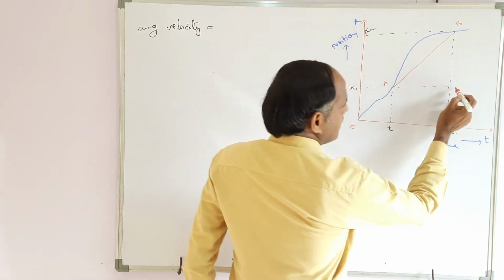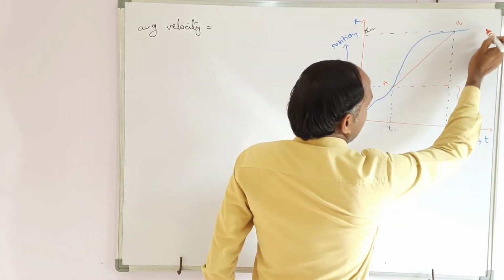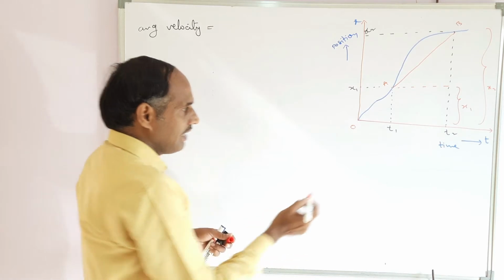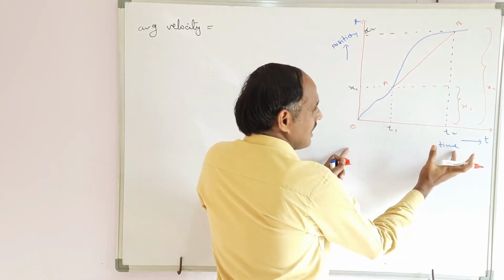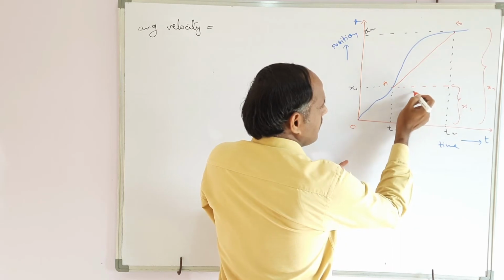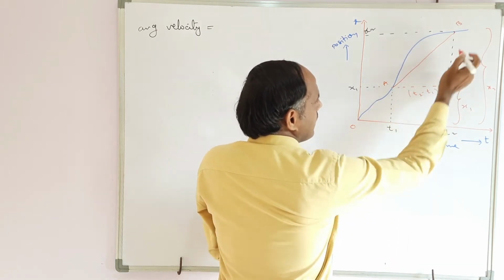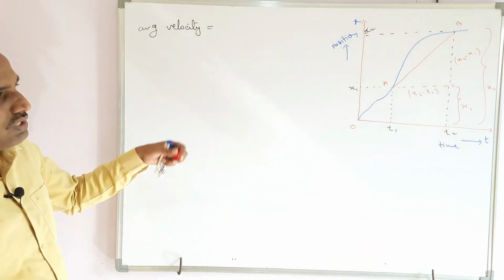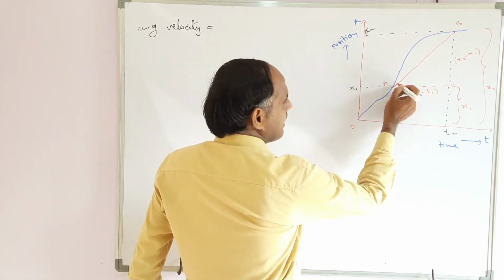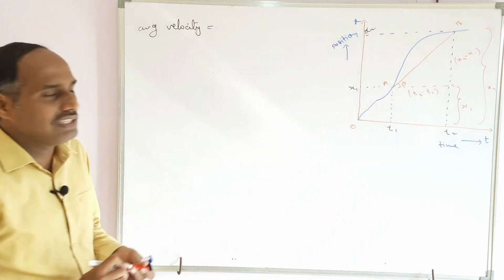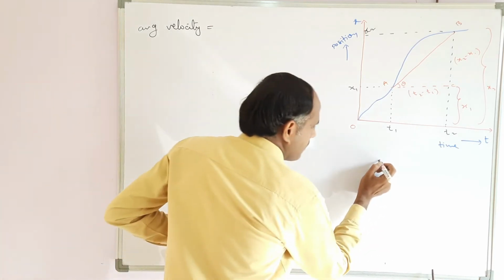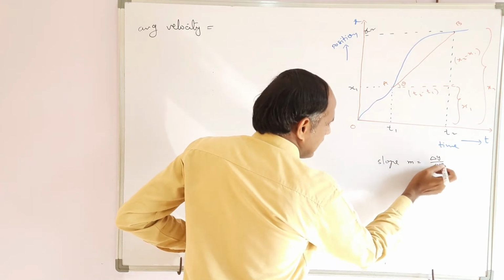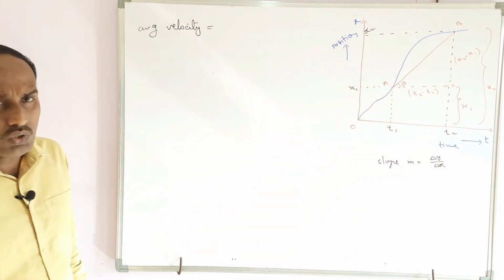From O to A, this gives the magnitude of x1, and here it is the magnitude of x2. This is the time interval t1 and this is the time interval t2. So this is the time interval t2 minus t1, and here it is x2 minus x1. In the position-time graph, when you take the tangent, tan theta gives the slope. From basic mathematics we know slope m is equal to change in y coordinate to change in x coordinate.